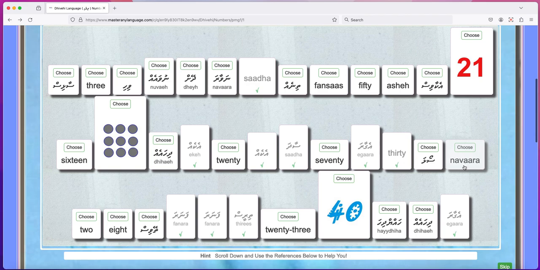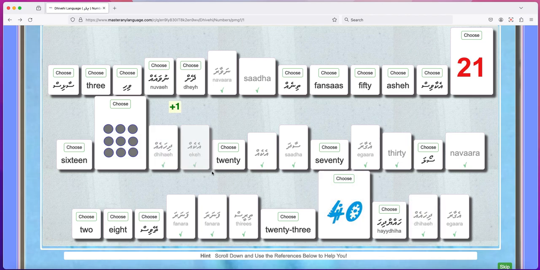Let's see. Navara. Was that 19? Navara. Egada. Oh, Navara is right here. Look at that. I don't know what number that was. Dhivehi. I see. Dhivehi. 3. I don't. Wow, I can't read this yet.